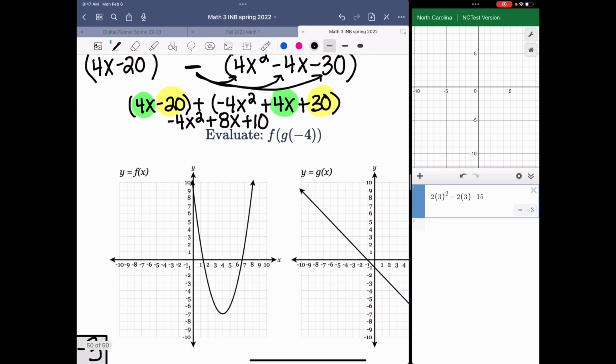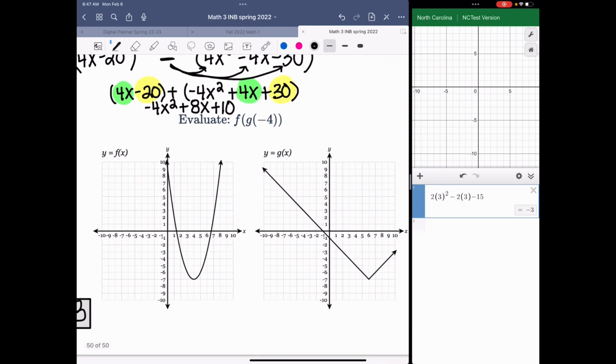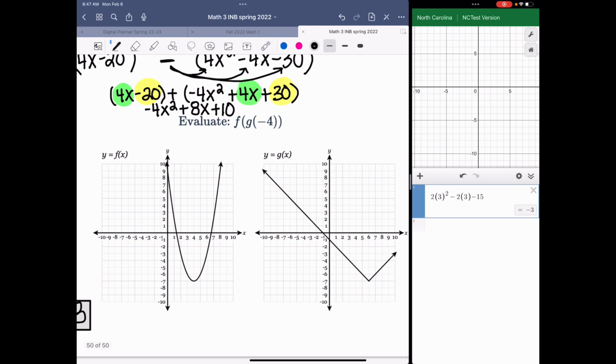And then finally, we're going to do some composition with a graph. So remember, when we did this with equations, we said that this was my input, and then once we did the input, we got an output, and then we took that output and put it into the next function. So you're going to do the exact same thing with a graph. You just got to make sure you look at the right graph.